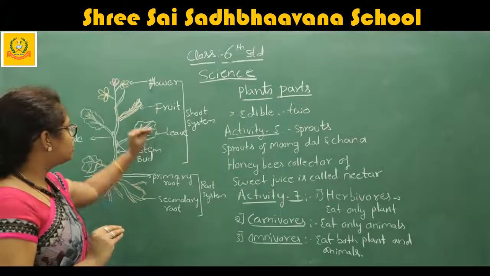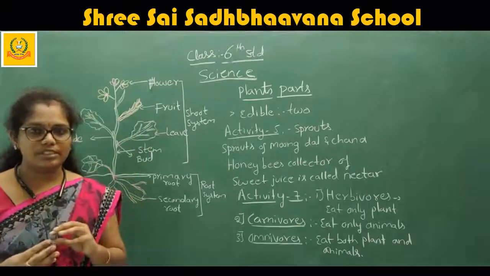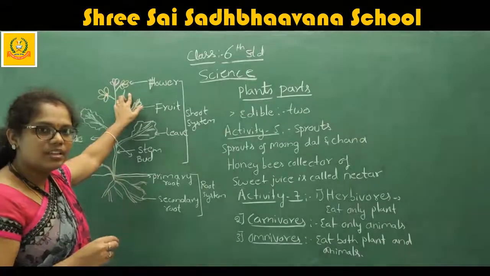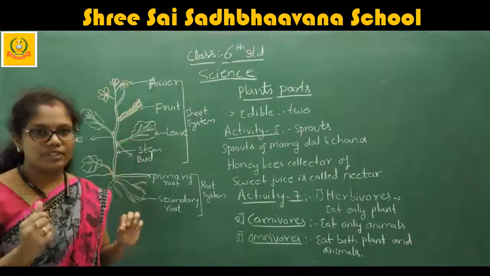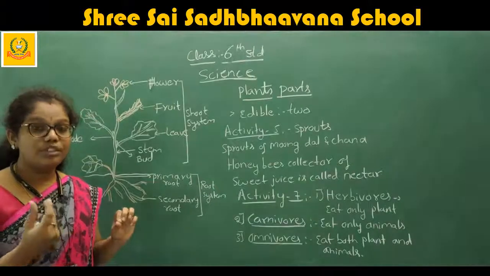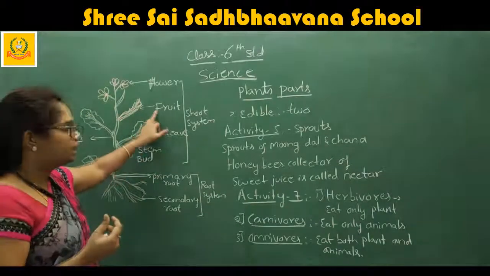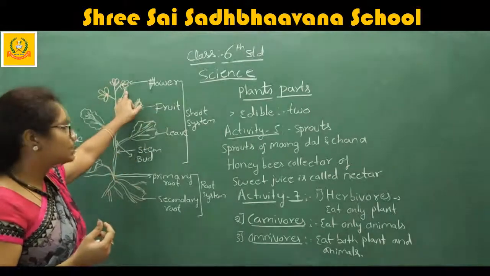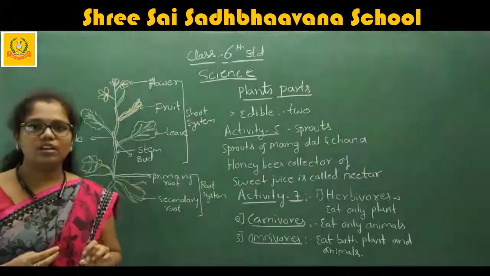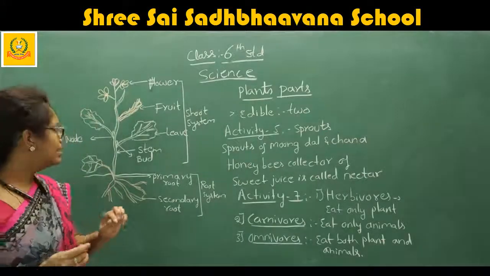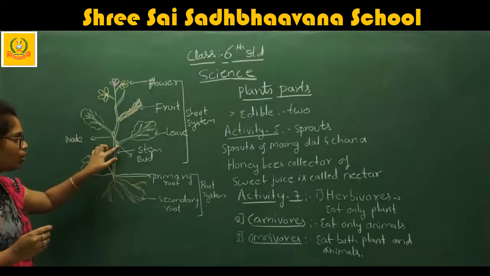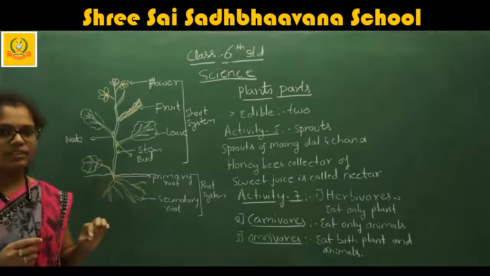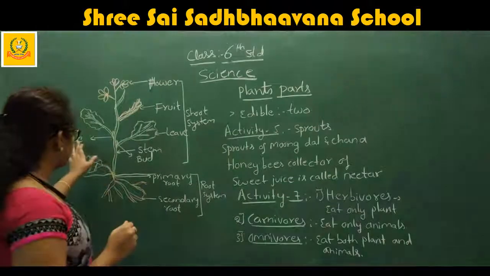Before the fruit, it should be the flower only. First you get the flower, then that flower gets converted into the fruit. The next important part is the node, the joining point. The joining of one stem to another branch of the stem is known as the node.